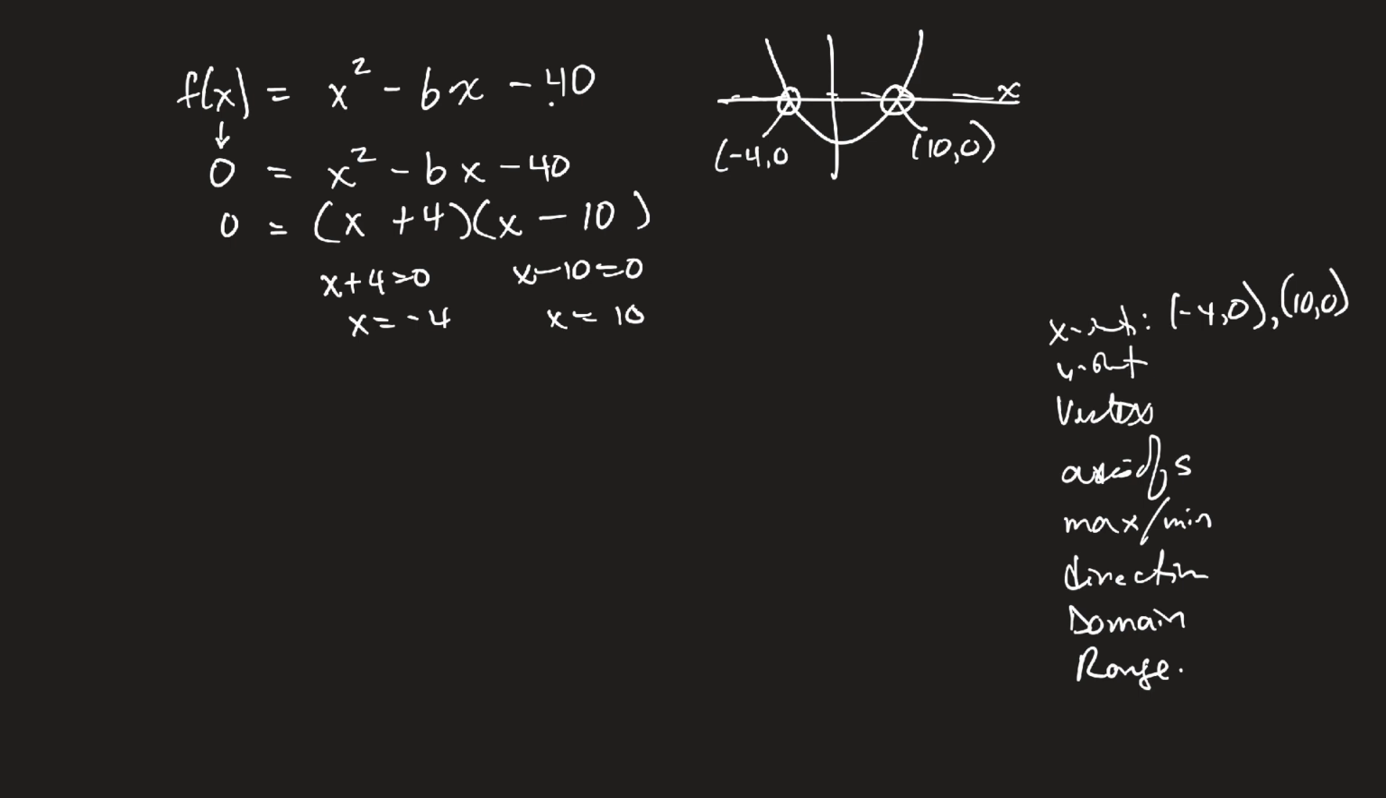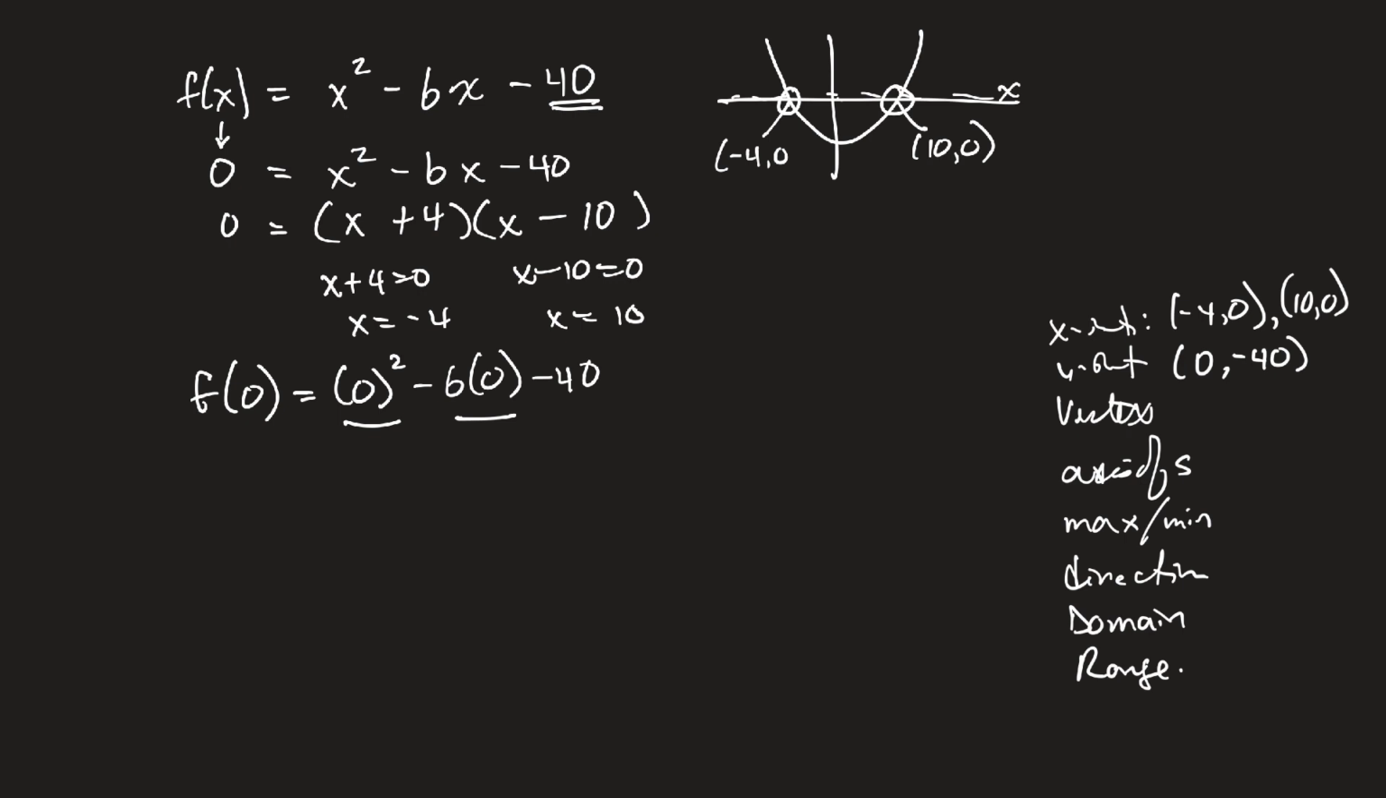The y-intercept is always this constant term, or I could say it's the value of the function when you plug a 0 in everywhere you see an x. So if I do that, this is 0, this is 0, so f of 0 is negative 40. So the y-intercept would be 0, negative 40.